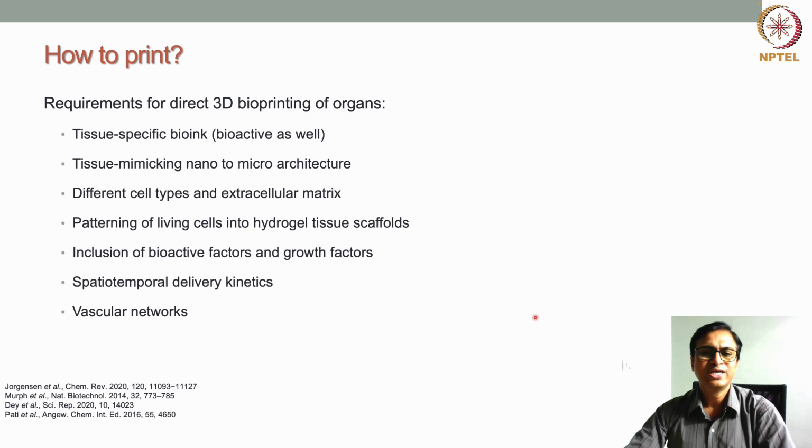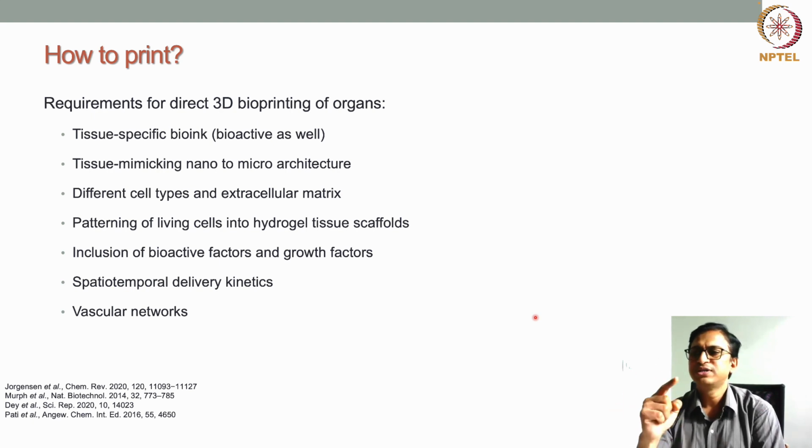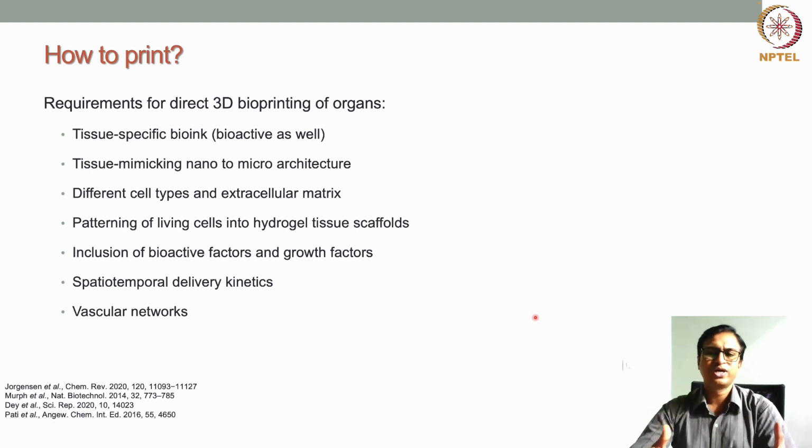Other than this, there are certain requirements for 3D bioprinting organs, like we need tissue specific bioinks, and they should be bioactive as well, so that they support that particular tissue specific cell growth. Suppose when you're working with liver, I need to develop a bioink that is specific for liver tissue development. So the liver cells like hepatocytes grow very well within this, do their functions, and all these things will be very good.